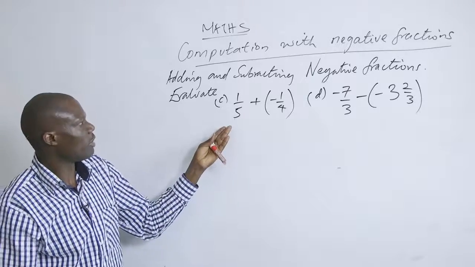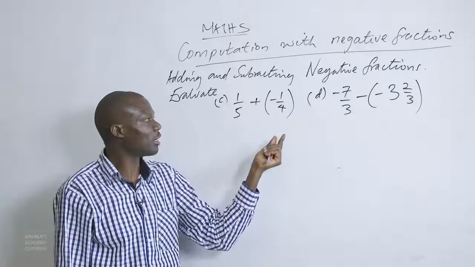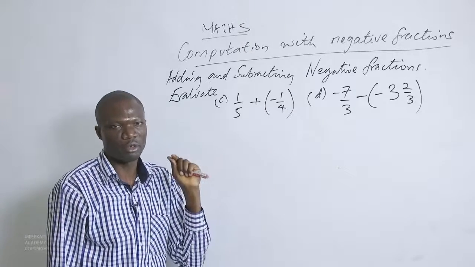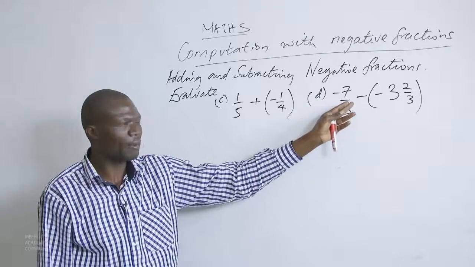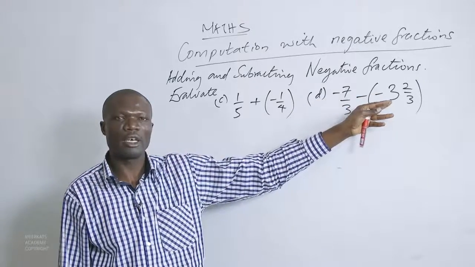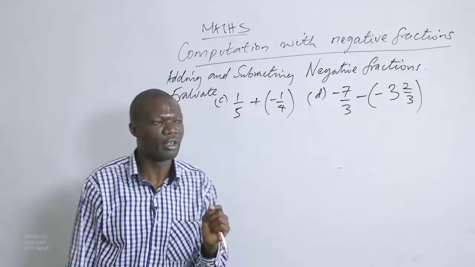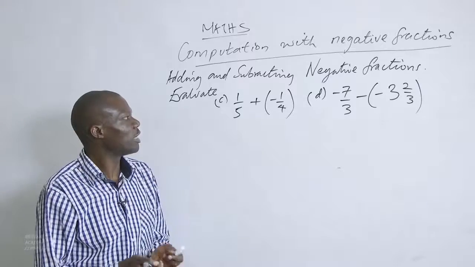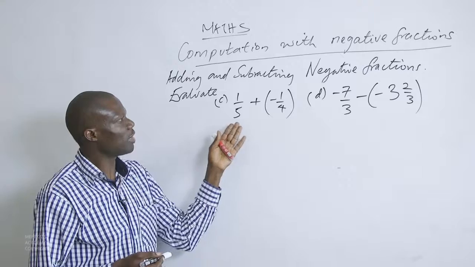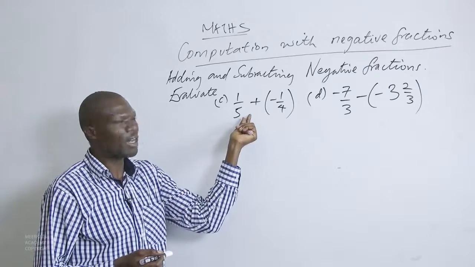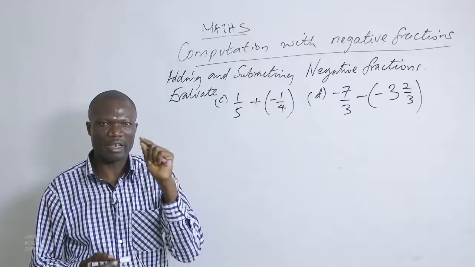Okay, we have 1 over 5 plus negative 1 over 4. And the second one we shall look at is negative 7 over 3 minus 3 and 2 over 3. Take note that this is a mixed numeral. So, starting with the first, it is taking us to the principle of adding a negative number. We are adding a negative number.